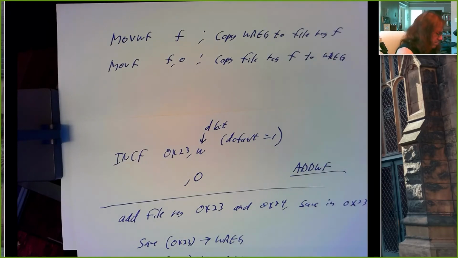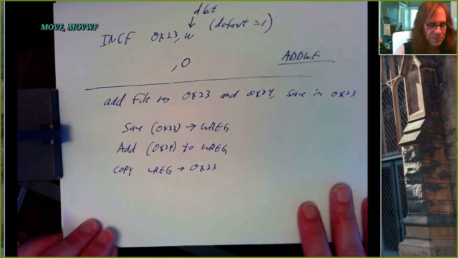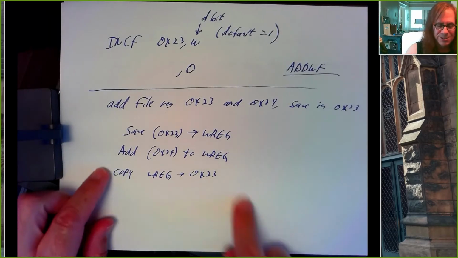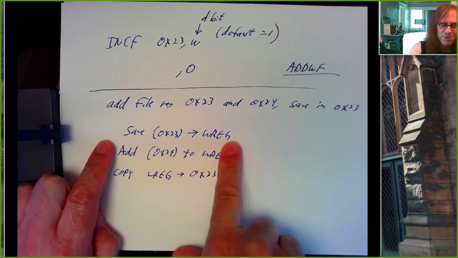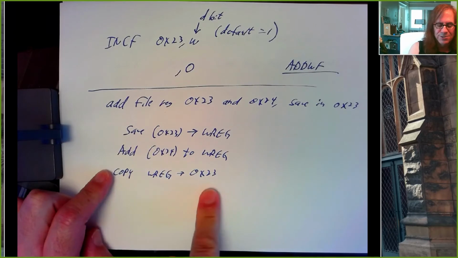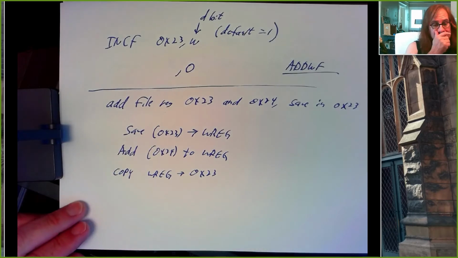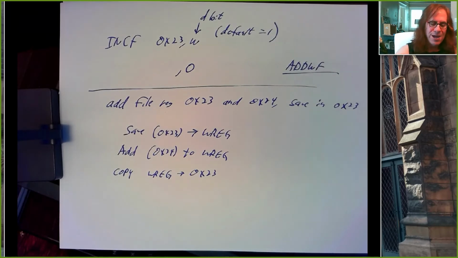So remind me again why you move it to W register and then move it back after the add? So the suggestion here was to add 23 and 24 together and store the result in 23. First we're going to put 23 in the W register, and then add 24 to the W register, and then store the result back into 23. The reason we're doing that is because the only add instructions we have are ones that work with the W register. There's no add instruction that says add this file register and that file register together.